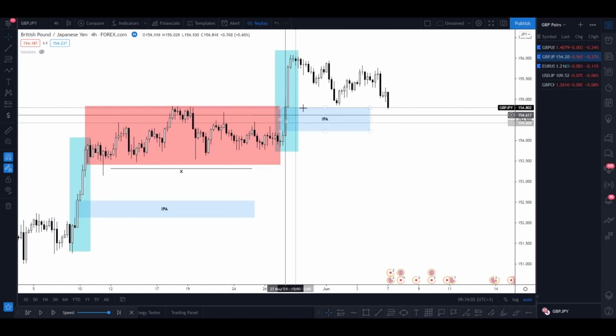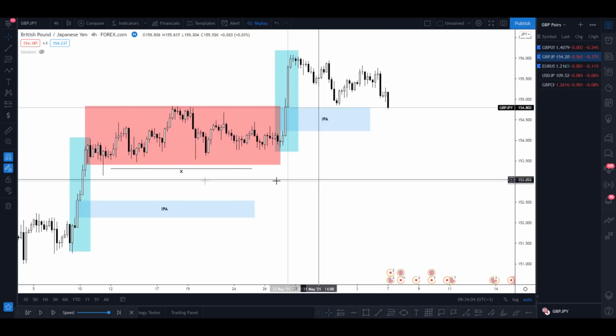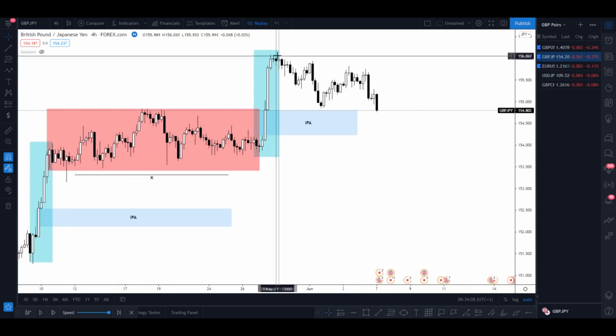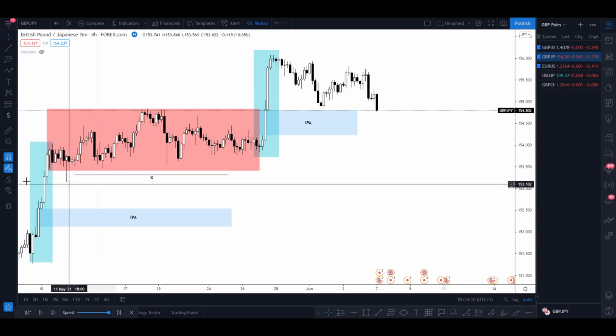We know that we're looking for sells now because price needs to go to liquidity. If we know price is way too overextended, it can't continue going up and up and up because obviously there's liquidity here.